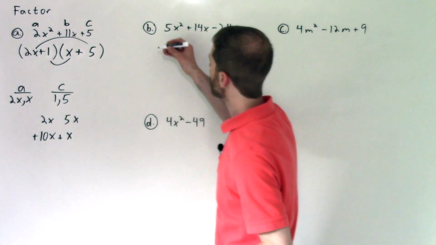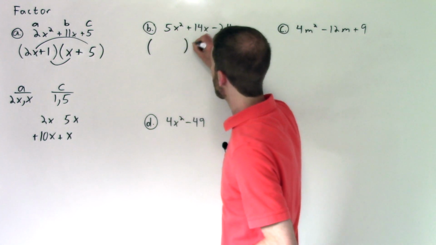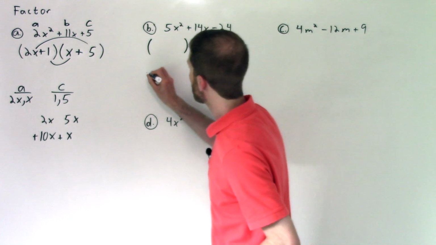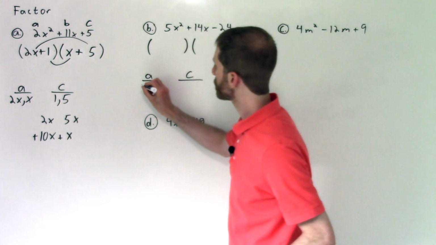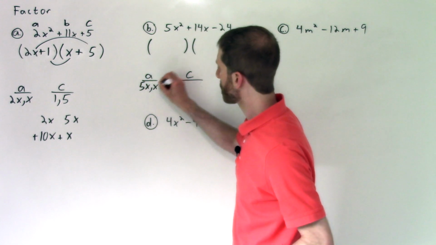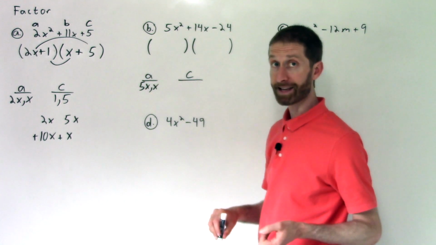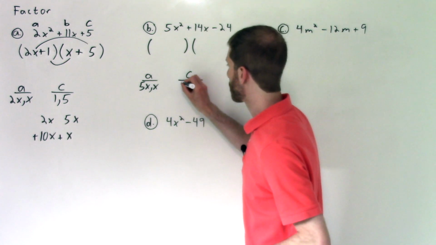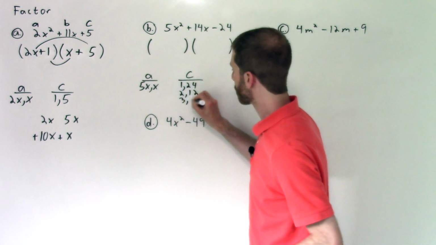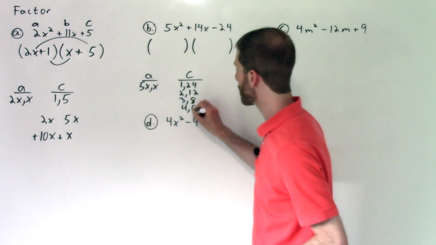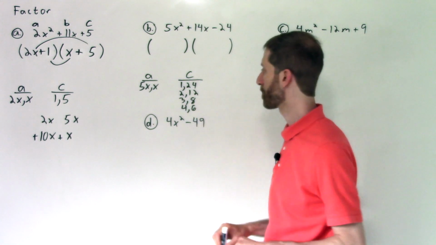So we're going to go a little quicker here. So we've got two parentheses. Right away, we notice that in terms of A and C, for A, the factors could only be 5x and x. It's the only way to get 5x squared. For C, the factors, well, there's a bunch of them. We've got 1 and 24, 2 and 12, 3 and 8, 4 and 6, and then they repeat, 6 and 4, and so on and so forth.